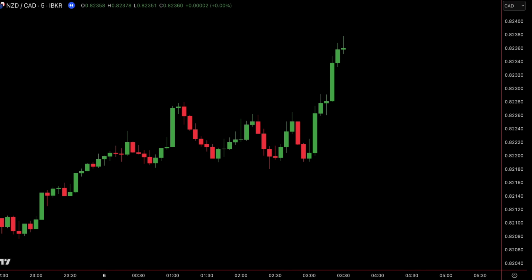Power Dojis often show up at major turning points in the market. They usually appear after a strong trend, right when it seems like the market is pausing before its next move. But smart money doesn't pause. They use this moment to set a trap.